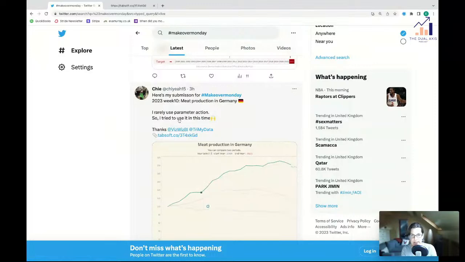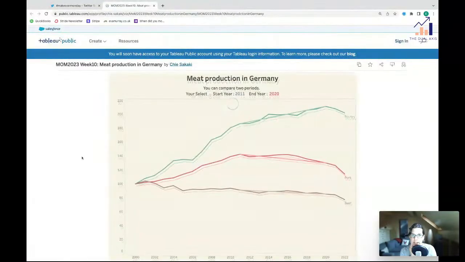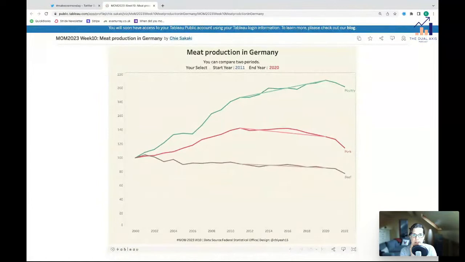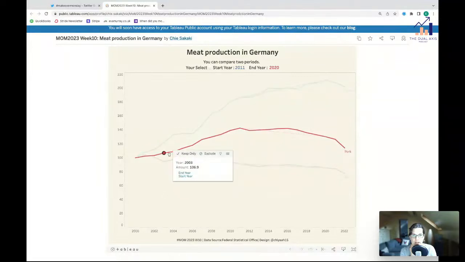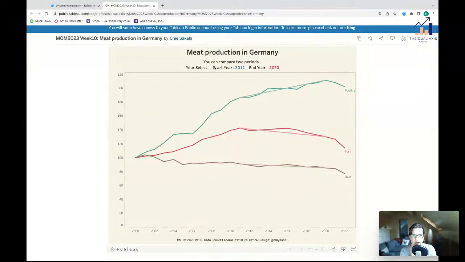Okay, next viz we have Chi Sakaki, meat production in Germany. You can compare 2 periods. Should be your selected start year. Okay, oh, I don't know what this white thing is. 2011, end year 2020. Okay, so how do I change the selection? Okay, so I can't change that. But what if I want to?